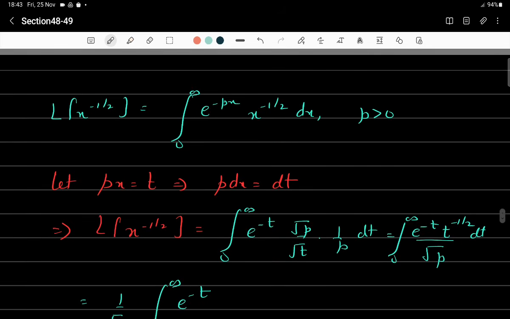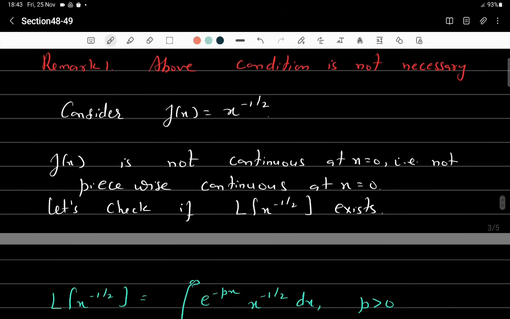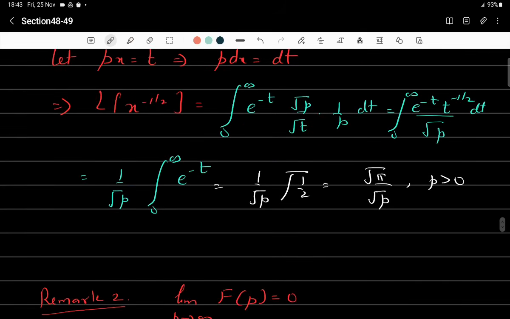So it becomes root pi by root p, as we discussed in the last class, provided p is greater than 0. It means the Laplace of 1 by root x exists, and therefore the given condition is not necessary.